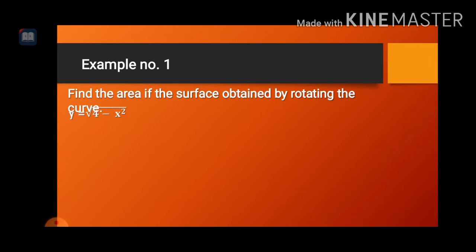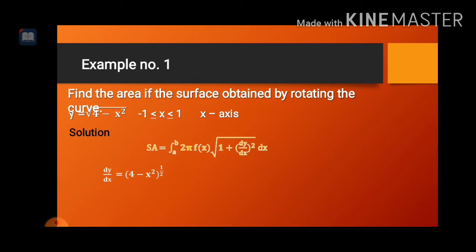Example number one: find the area of the surface obtained by rotating the curve y is equal to the square root of 4 minus x squared, from negative 1 to 1, about the x-axis. So the solution: SA, surface area, is equal to the integral from a to b of 2 pi f(x) times the square root of 1 plus (dy over dx) squared dx. So that is the formula. Now dy over dx equals the derivative of (4 minus x squared) to the power of 1 half, which is negative x over the square root of 4 minus x squared. (dy over dx) squared is equal to x squared over 4 minus x squared.